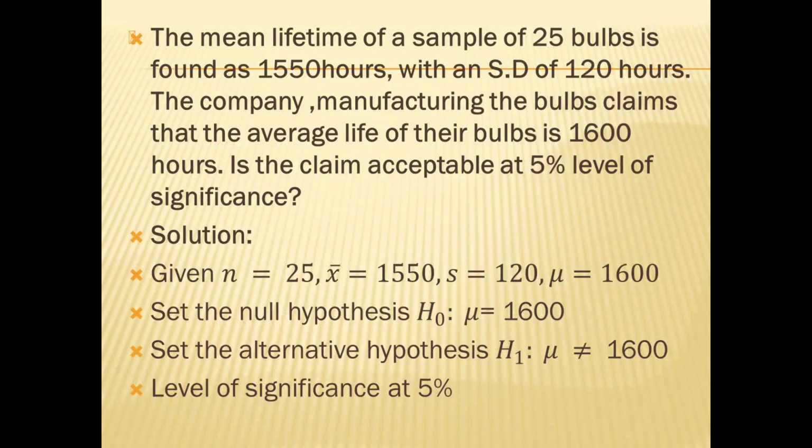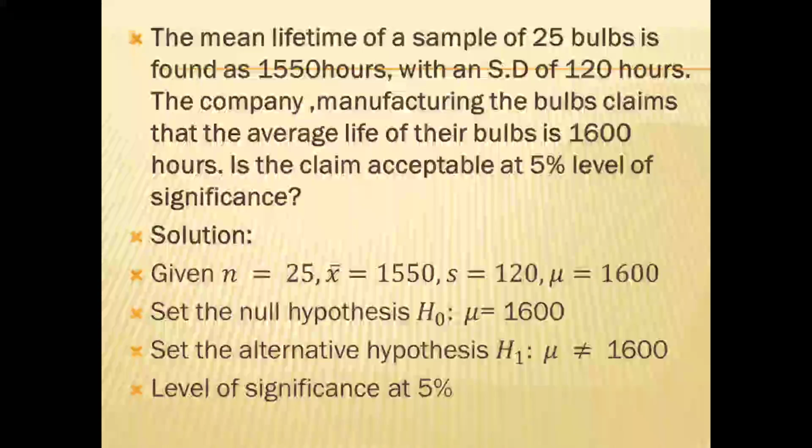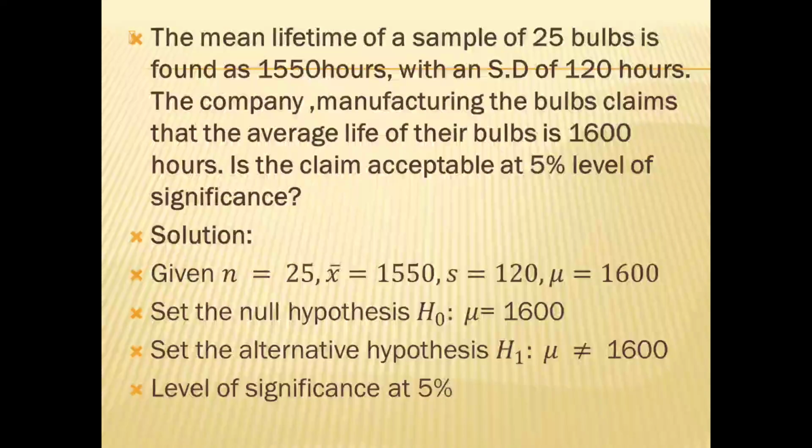Example: the mean lifetime of a sample of 25 bulbs is found as 1550 hours with a standard deviation of 120 hours. The company manufacturing the bulbs claims that the average life of their bulbs is 1600 hours. Is the claim acceptable at 5% level of significance?